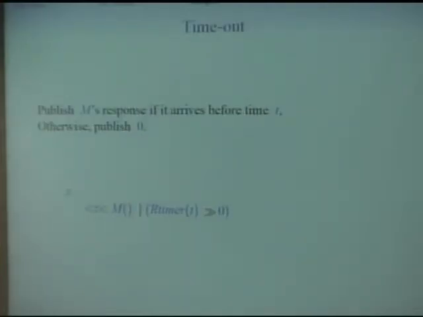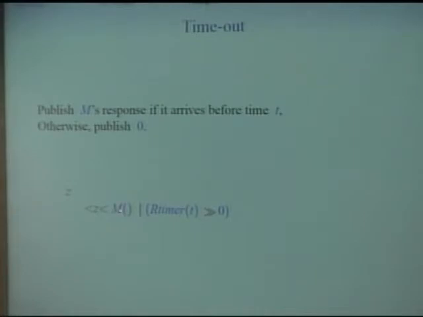Timeout. Here is one answer to your question. I would like to call a site M and publish its response if it arrives before time t. Otherwise, I want to publish 0. Well, what I would do is take this expression on the right side. What does it do? It calls M. At the same time, it calls R timer t.